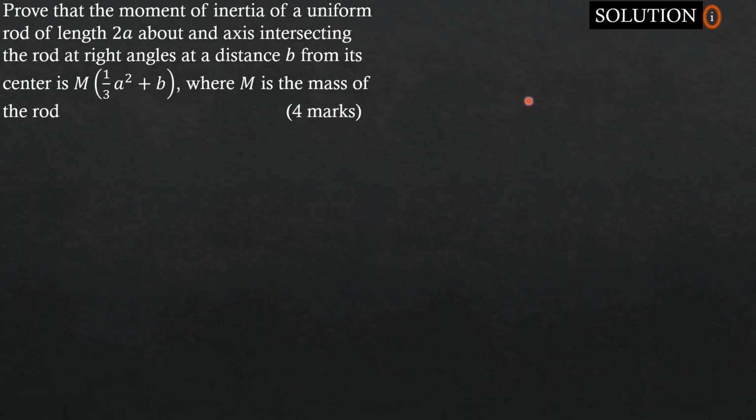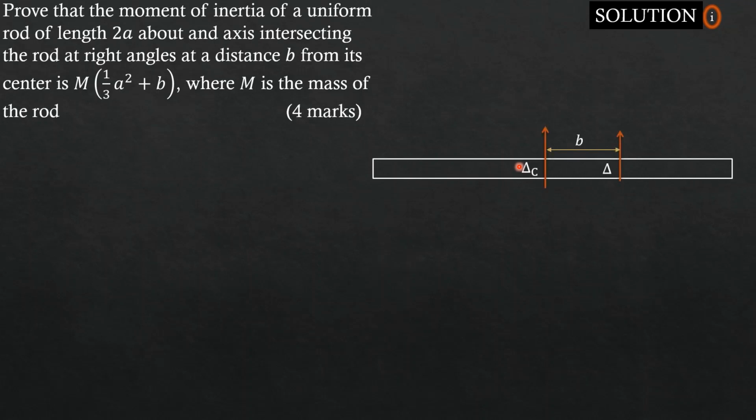So let's try to do a sketch, that is a rough work of the scenario that is presented to us. I did it already, so I'm just going to explain what is required. We have a rod. Now we are finding the moment of inertia of this rod about a certain axis that is perpendicular to the rod, and it is at a distance of b from the center of the rod. So this is my perpendicular axis. It is at a distance of b from the center of the rod. So clearly we see that we are supposed to use the parallel axis theorem.